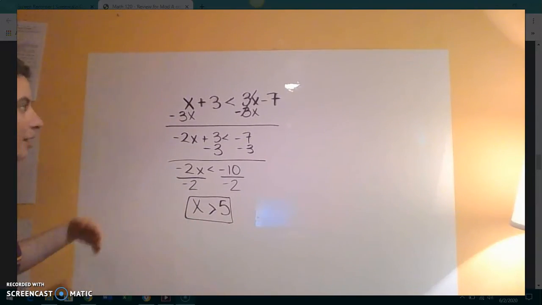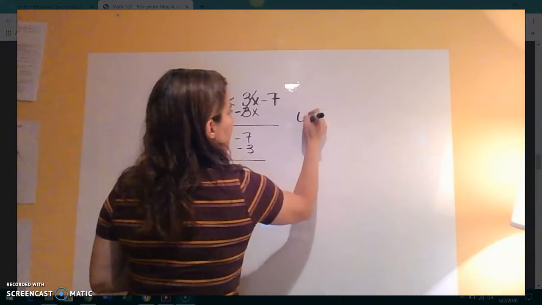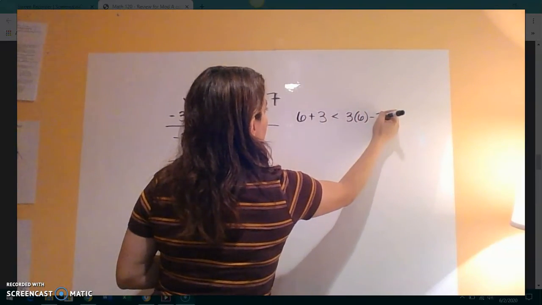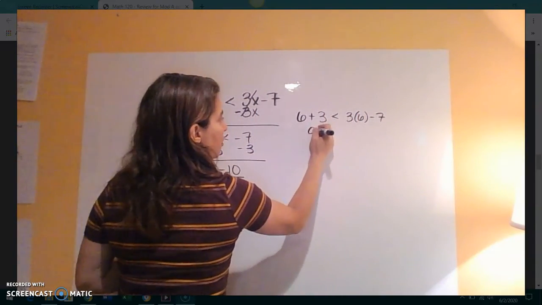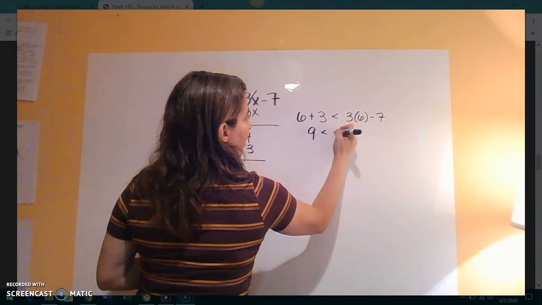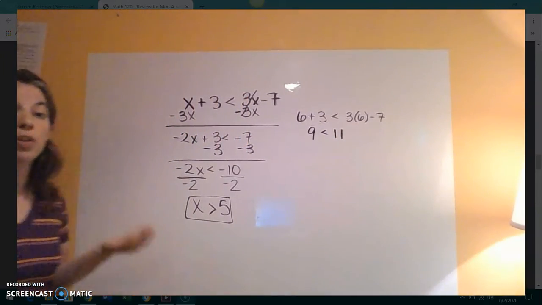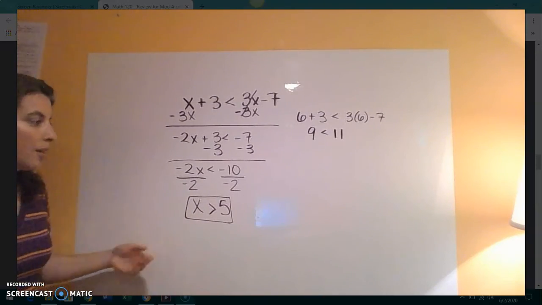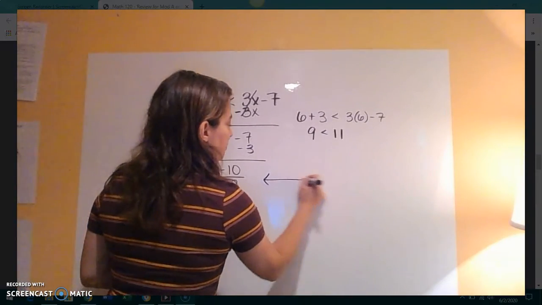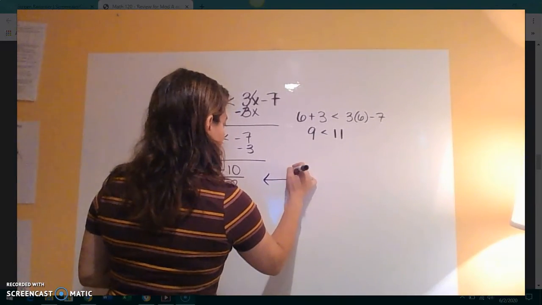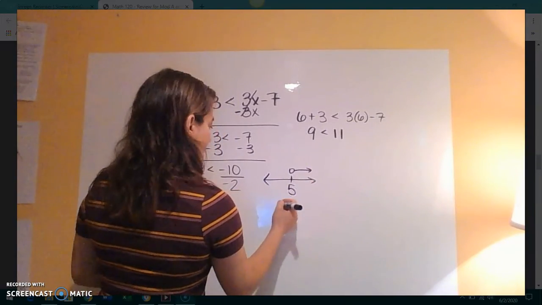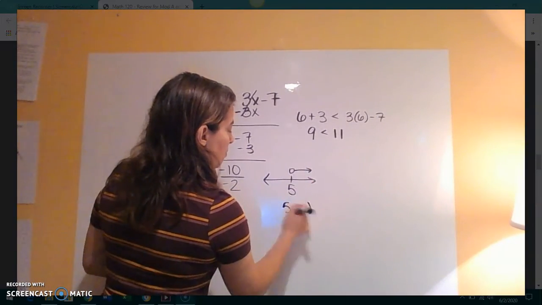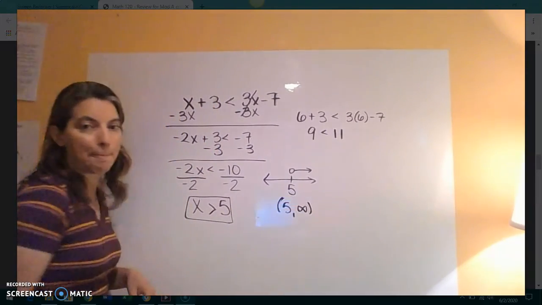Maybe I check 6. I plug it in and say, 6 plus 3, I want to know if that is less than 3 times 6 minus 7. I plugged 6 in for both. So here's 9. 18 minus 7 is 11. Yes, that's true. If you want, you can also choose something less than 5 and make sure it doesn't work. And then if you're asked to graph it, x is greater than 5. And so where are the solutions? Well, from 5 to infinity. Both of those get parentheses in this case.